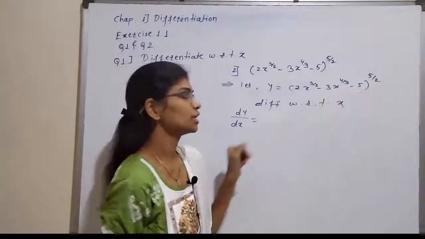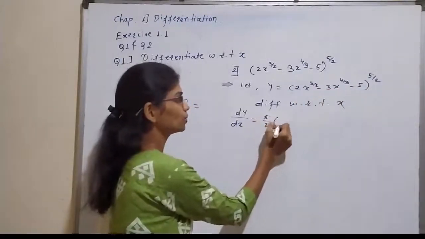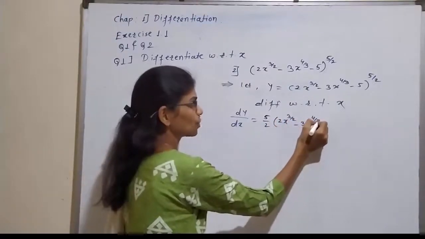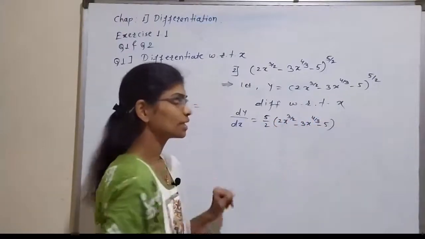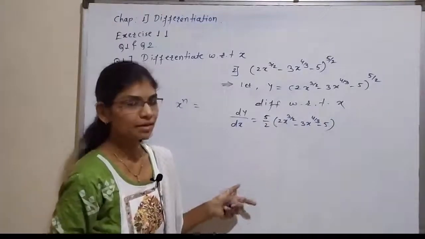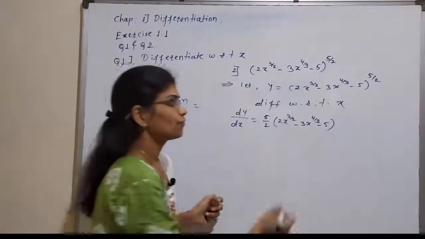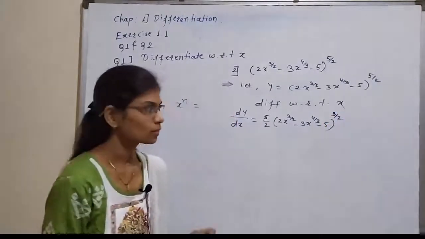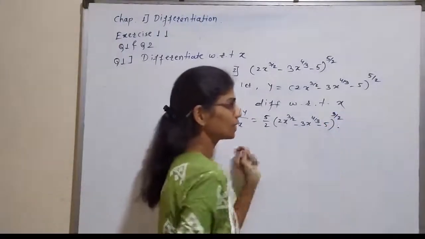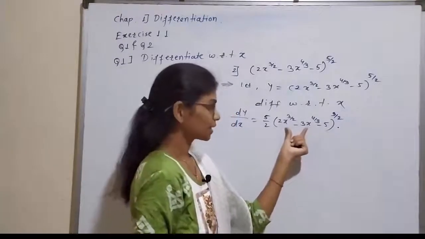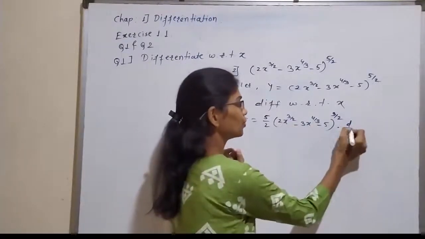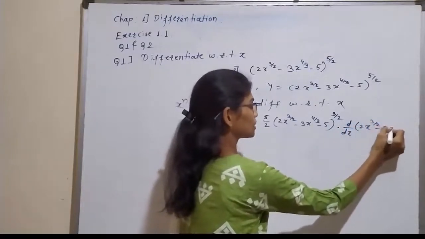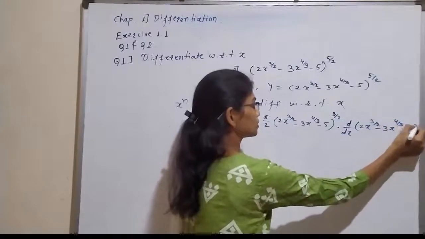Write that index in multiplication form: 5 by 2 in bracket 2x raised to 3 by 2 minus 3x raised to 4 by 3 minus 5, raised to decrease that index by 1. 5 by 2 minus 1 is 3 by 2. Multiply by the derivative of the bracket, that is, the derivative of 2x raised to 3 by 2 minus 3x raised to 4 by 3 minus 5.